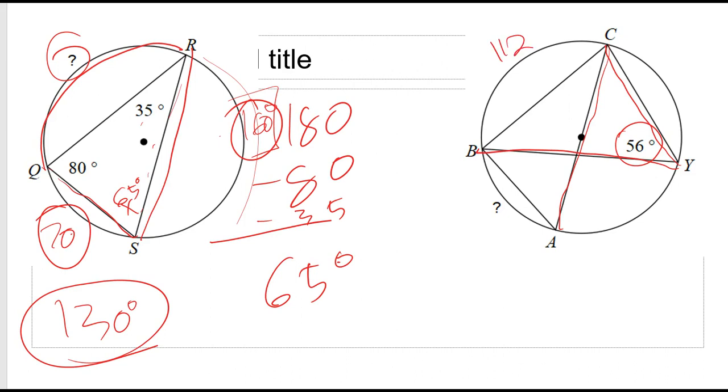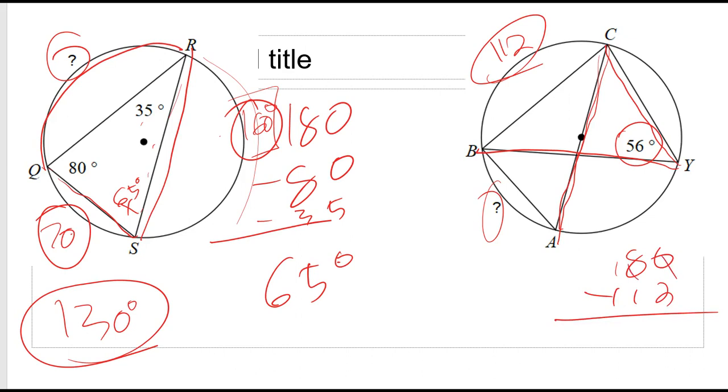Okay, so wait, let's go back to this diameter concept. Okay, if I do this, there's only two arcs to the left. There's a question mark, 112. If you remember, a semicircle has to add up to 180. So that means those have to add up to 180. So all I got to do is subtract.